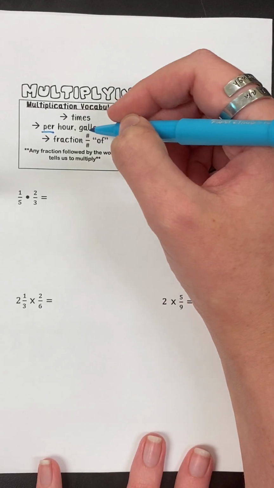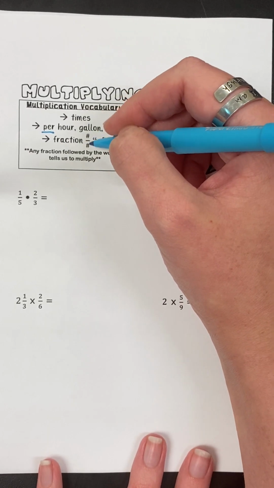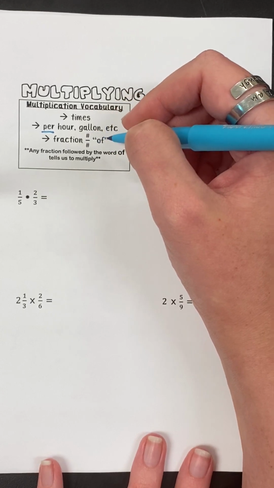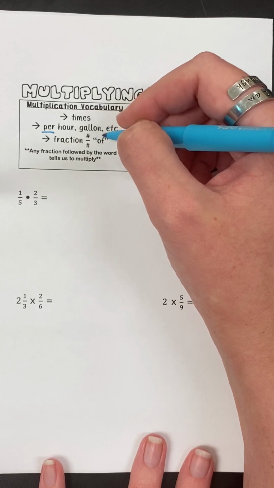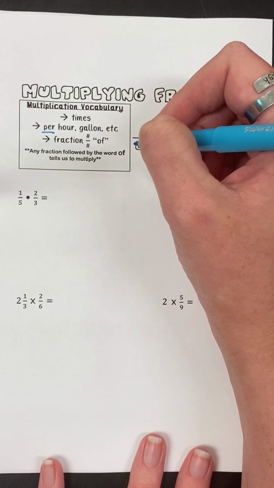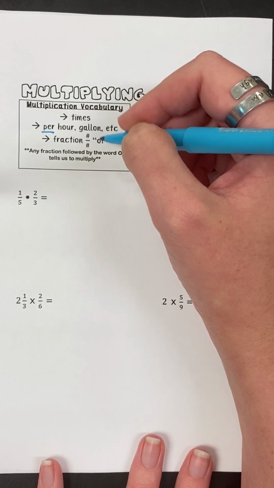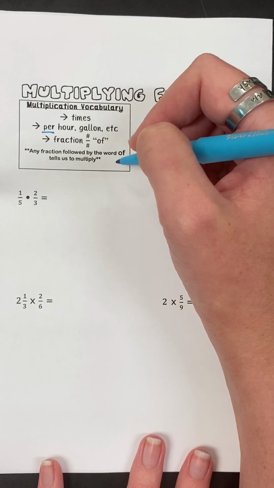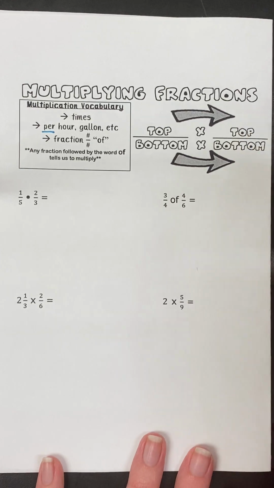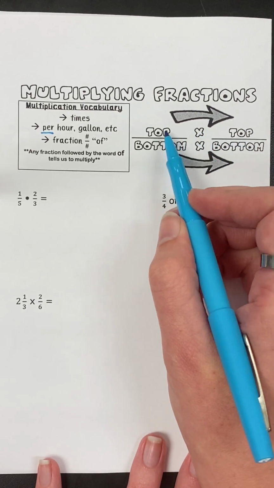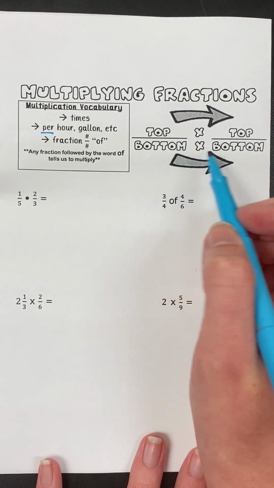And the big one here is a fraction. We can think of this as a fraction followed by the word of. So if it says 1/2 of his cost or 1/2 of the price, something along those lines, we're going to be multiplying. And the way that we multiply is pretty easy. We do top times top and bottom times bottom.